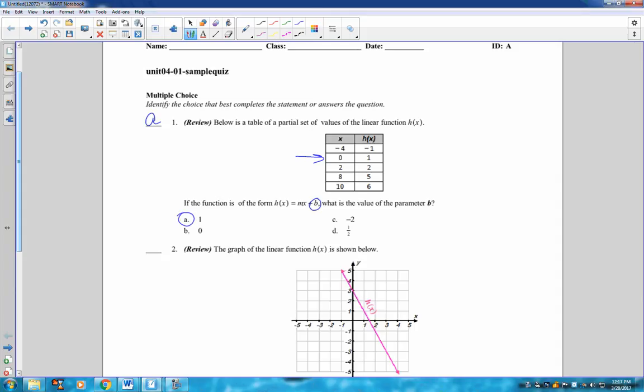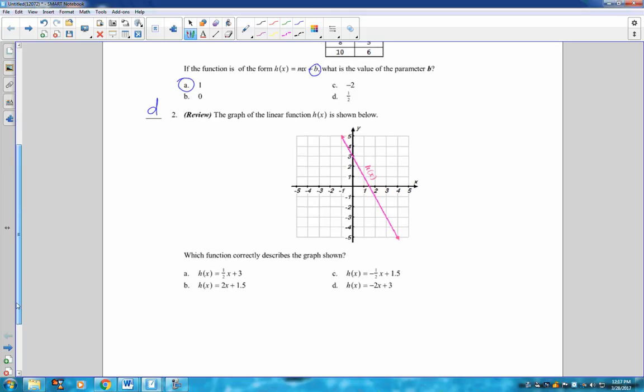Number 2, the answer is D. It says the graph of the linear function h of x is shown below. Which function correctly describes the graph shown? Well, this one has a y-intercept at 3, so that eliminates B and C. And since your line is going down from left to right, it has a negative slope. So that eliminates A.